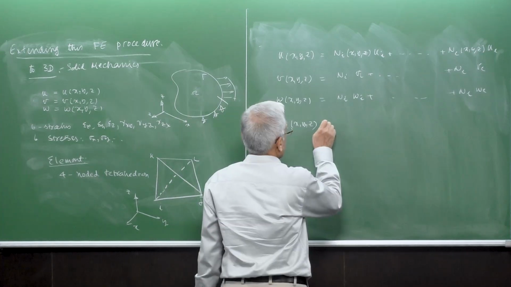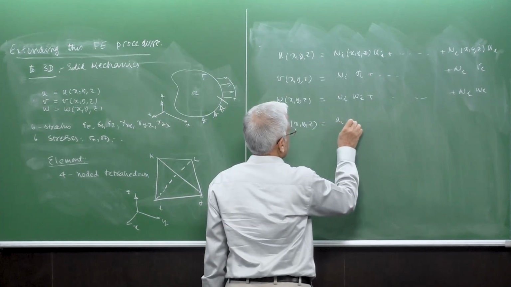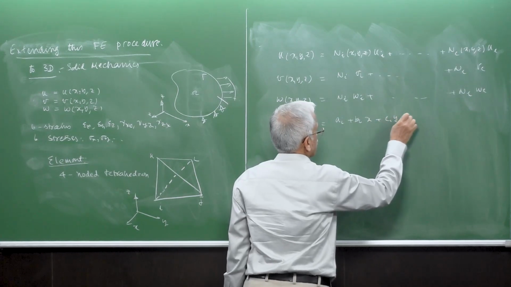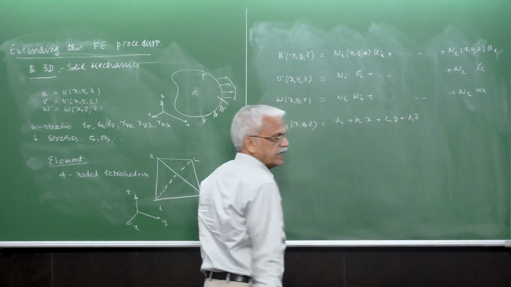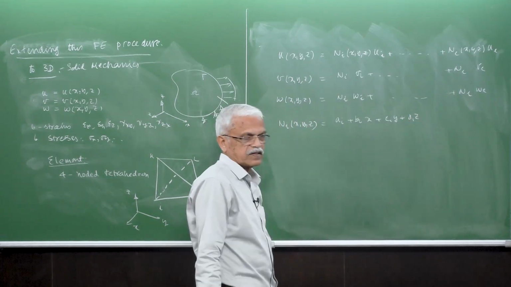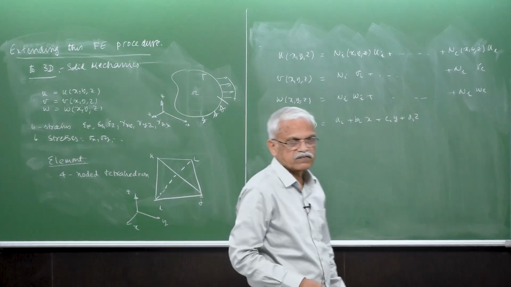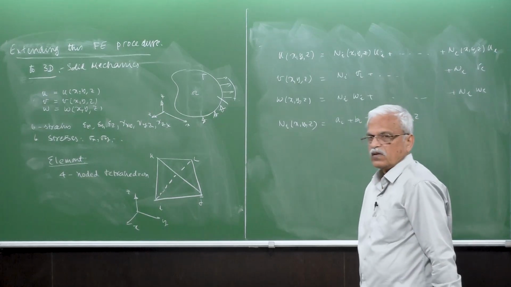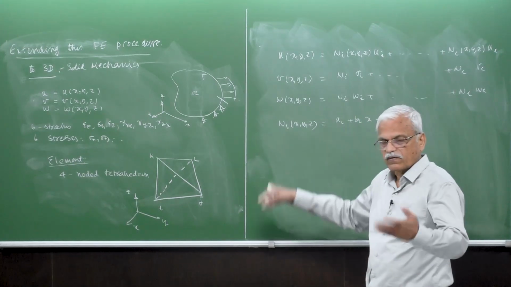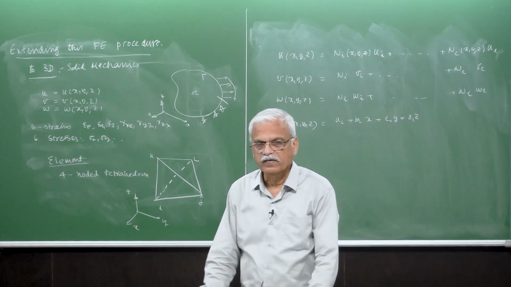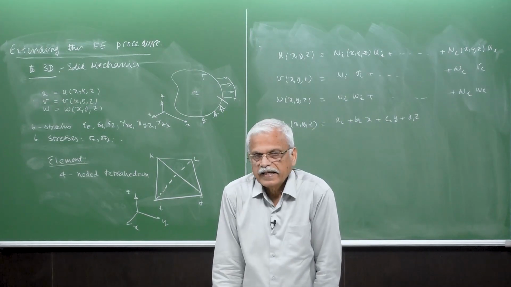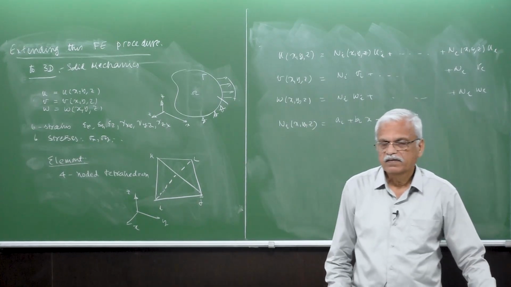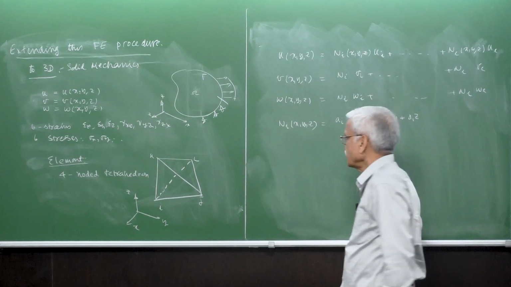Okay, so what we require here is, what is Ni? Ni we can write as ai plus bi x, plus ci y plus di z, with the additional variable di. So this is the basic expression for the shape function. So how do you get this ai, bi, ci, di? Earlier we did that using the property that Ni will have a value of 1 at node i and will have a value of 0 at all the other nodes.